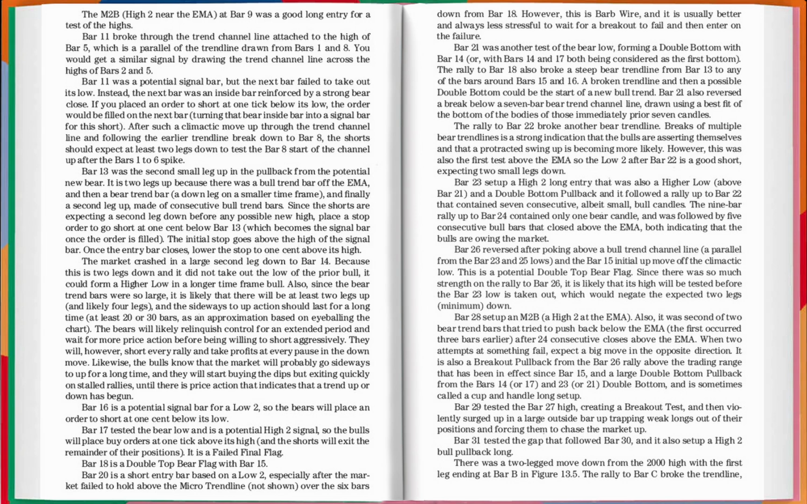Bar 16 is a potential signal bar for a low 2, so the bears will place an order to short at 1 cent below its low. Bar 17 tested the bear low and is a potential high 2 signal, so the bulls will place buy orders at 1 tick above its high, and the shorts will exit the remainder of their positions. It is a failed final flag. Bar 18 is a double top bear flag with bar 15.